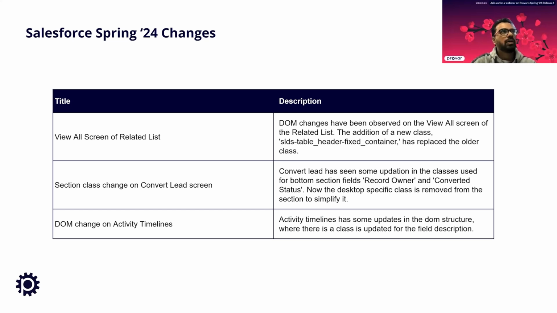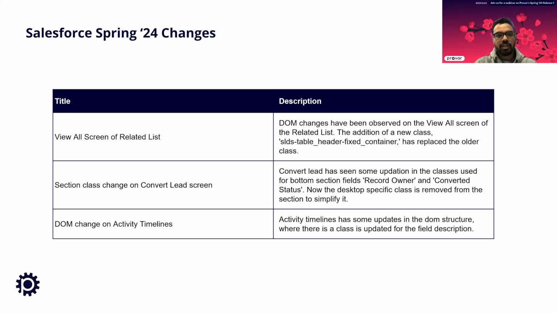Moving to the next one, the convert lead screen is also impacted as a part of this Spring 24 release. So what has happened? This time, it is the bottom section of the screen, where we have record owner and converted status, that has been impacted. So it is not the whole convert lead screen. It is just the bottom section where we have these lookups. These are impacted. And again, there are some class specific changes in the DOM structure that have impacted the convert lead screens.